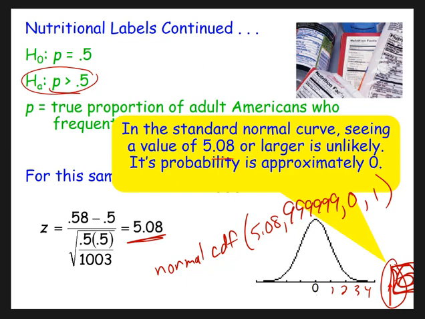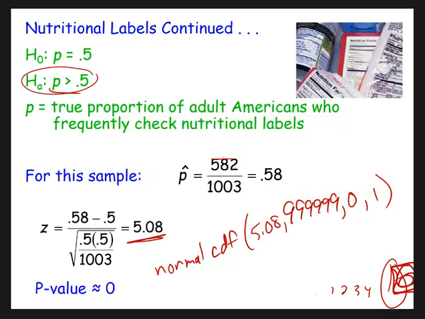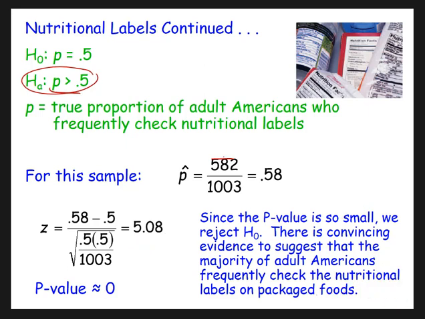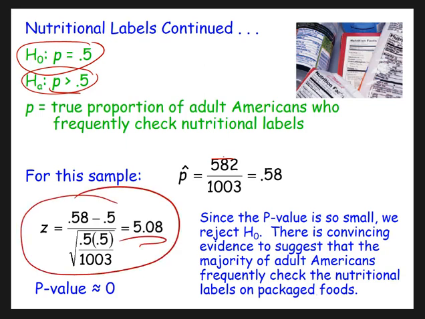Well, the calculator is going to come back with something in scientific notation. It's basically saying 0. So since that probability is 0, it is very, very unlikely to get a worse result than that if the null hypothesis is true. It's a very small probability of having a sample give us a worse result than that. So since the p-value is small, we would reject the null hypothesis and say that there is convincing evidence to suggest that a majority of Americans, more than half, do check the nutritional label when buying food.